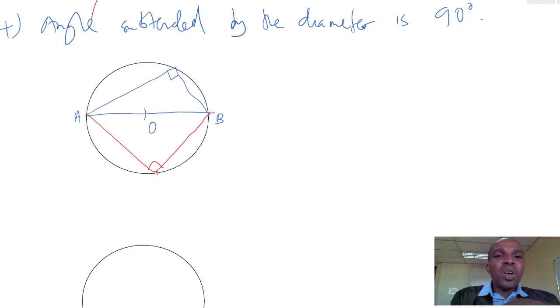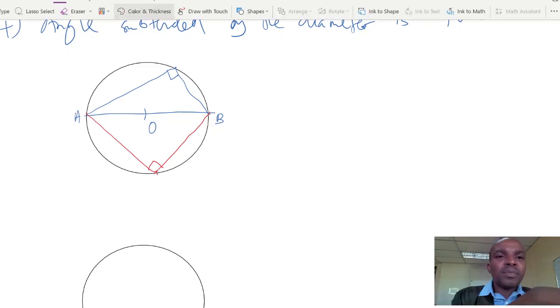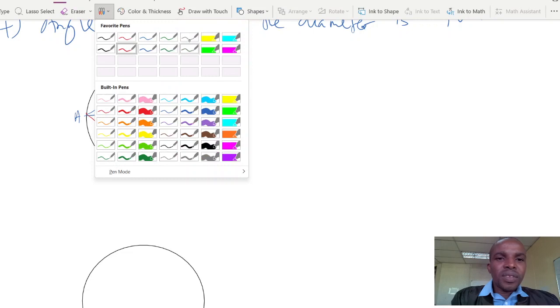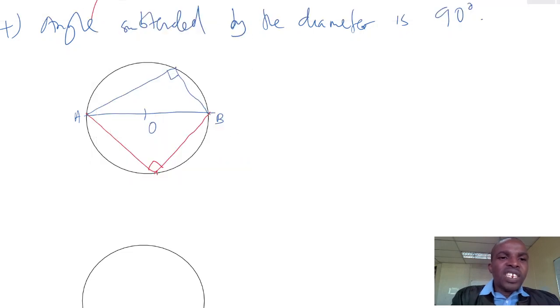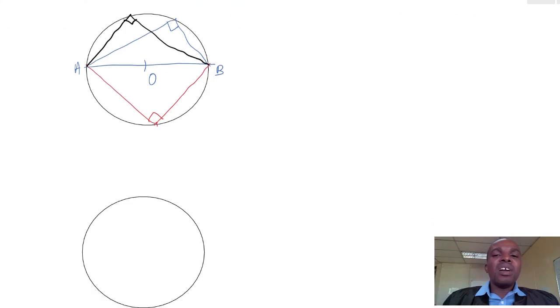Even if the angle is somewhere here, it's still 90 degrees, as long as the lines which make up the angle are coming from the points of the diameter, that is A and B. So that's theorem number 4.